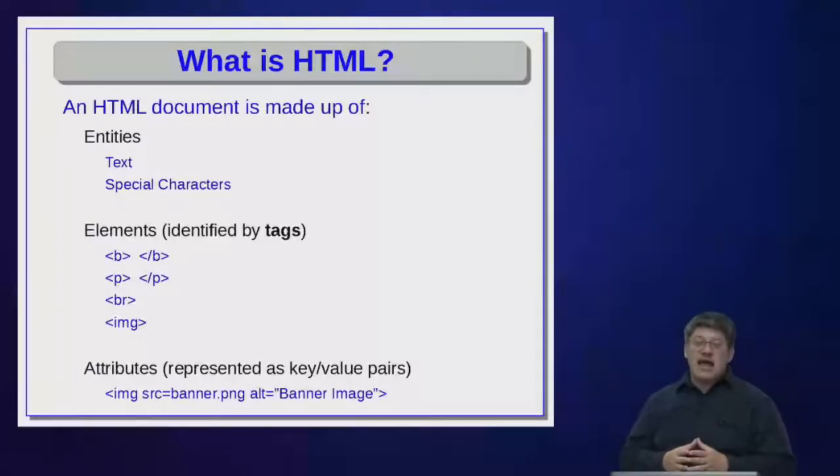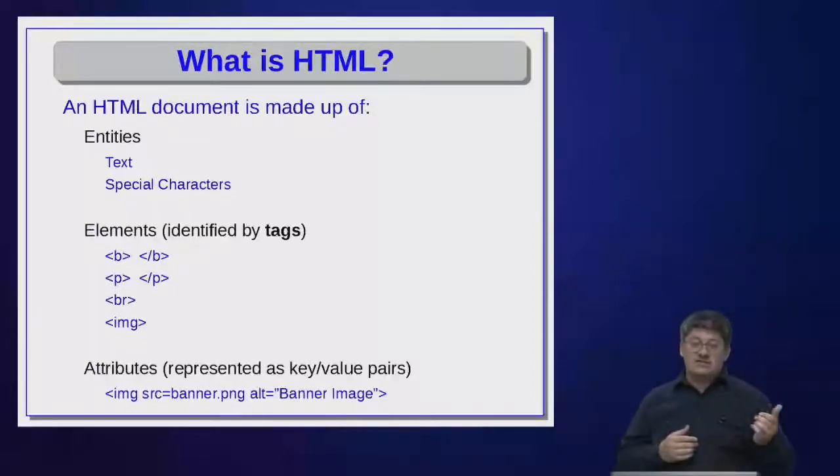The third aspect of a web page are what we call the attributes. Attributes are attached to an element. An element can have multiple attributes, and the attributes sort of configure that element. They change its behavior. So for example, we're going to learn that there's an image element, an IMG element, and that IMG element can take 2 attributes, a source attribute and an alt attribute.